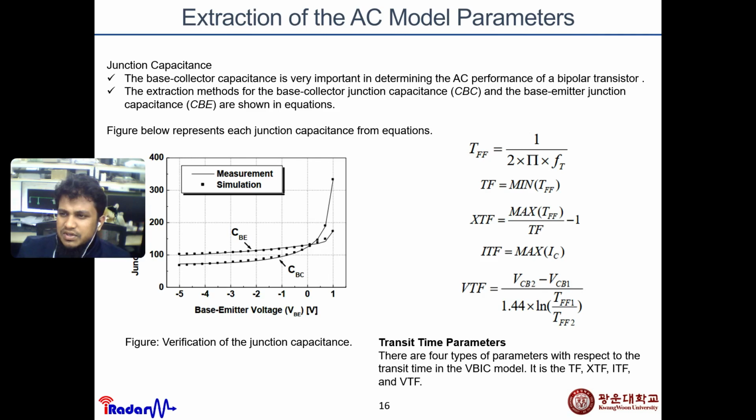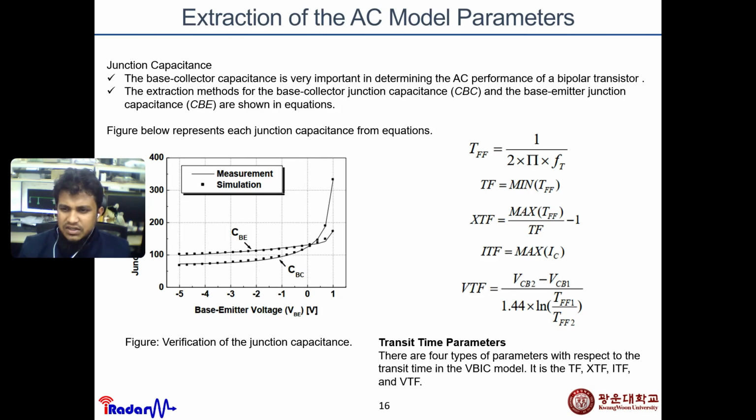Extraction of AC model. AC junction capacitance. We know the capacitance is actually connected in parallel. In capacitance we calculate the impedance, and we know Z equals 1 by j omega C. So when we talk about any connection in an AC signal, at that time we need to remember the capacitance.